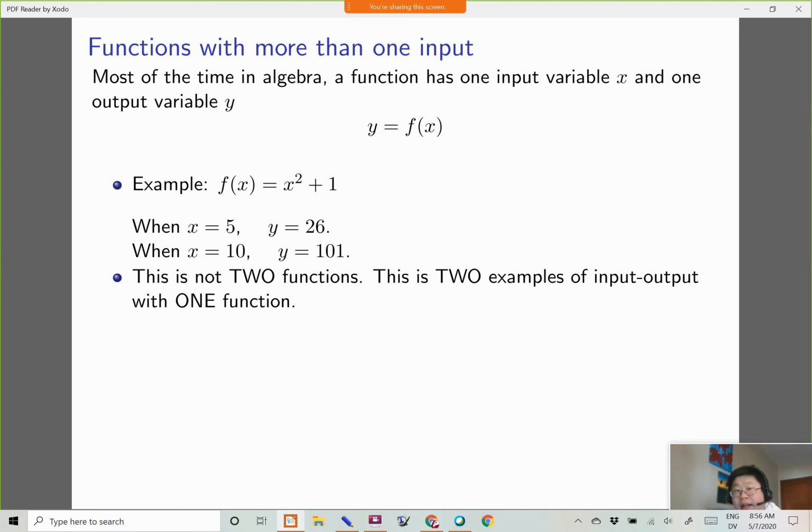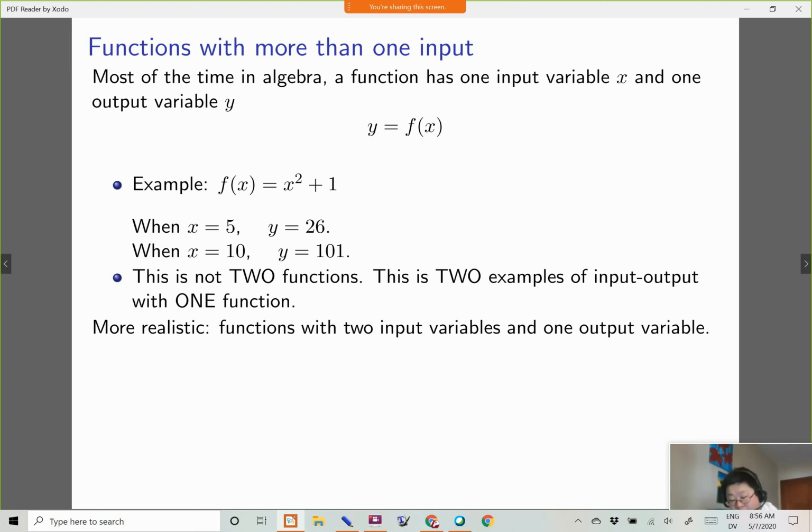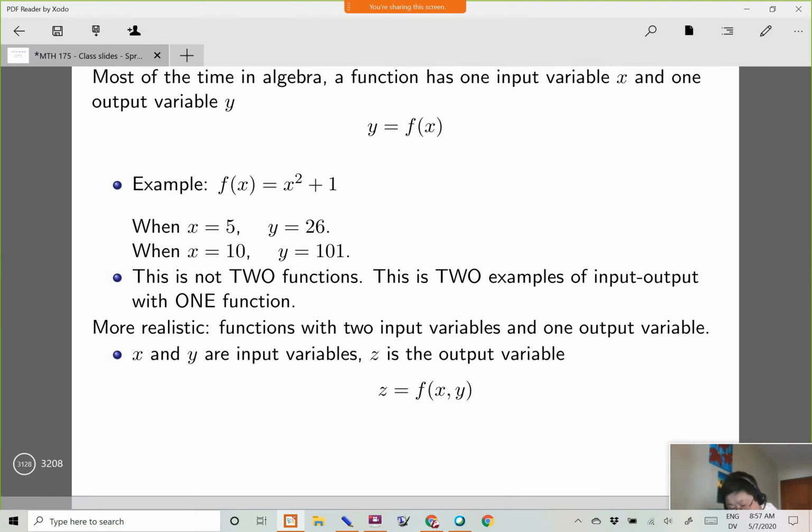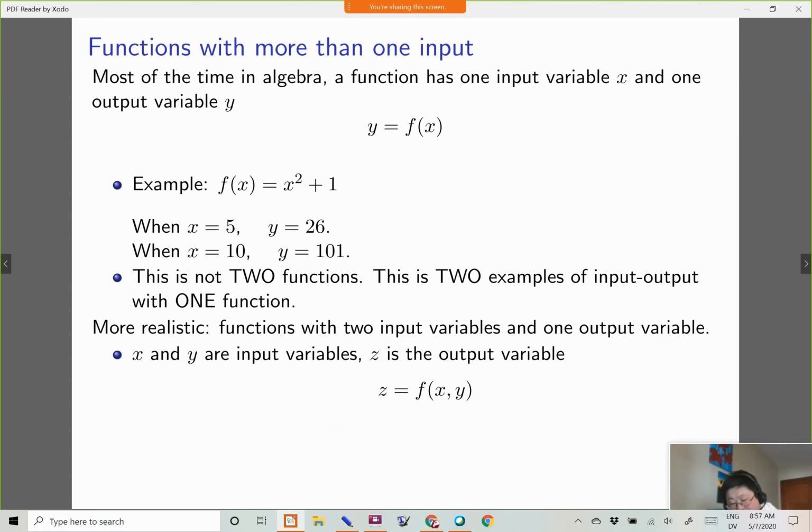This is fine. There's a lot going on for functions which have one input variable, but actually more realistic would be functions that have two input variables and one output variable. So for instance, y equals f of x, the way we phrase this here. x is normally an input variable like it was up here, and then the next letter y. I know that y we think of very often as the output variable, but x and then the next letter y will be the input variables, and then the next letter z will be the output variable. So our new setup will be to have z equals f of x, y.